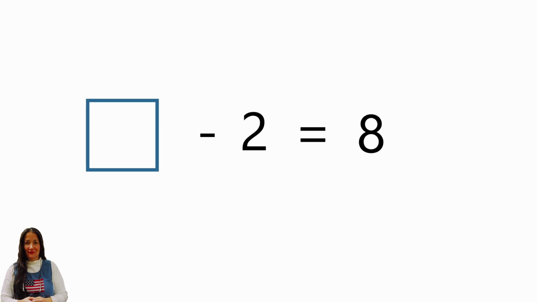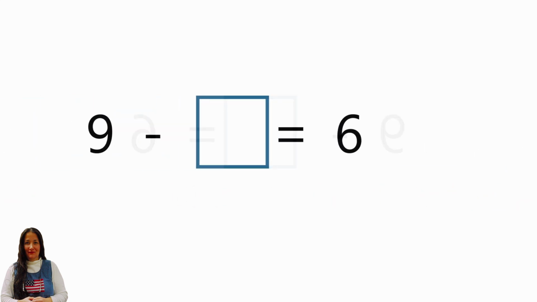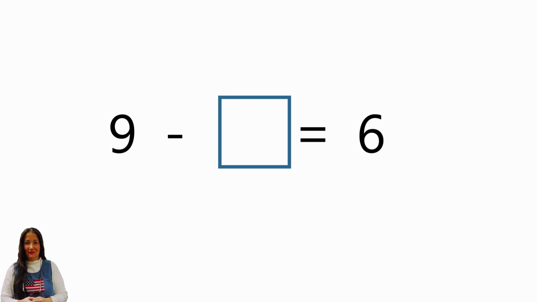Blank minus 2 equals 8. What can we do? We can do the inverse operation to figure it out. It's 10 because we took 2 plus 8 equals 10. 9 minus what equals 6? 3. 9 minus 6 equals 3.